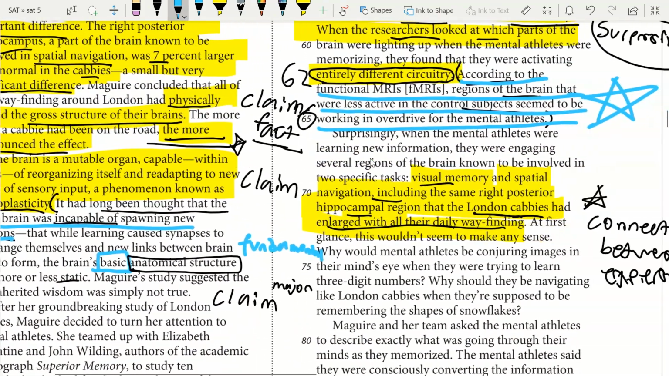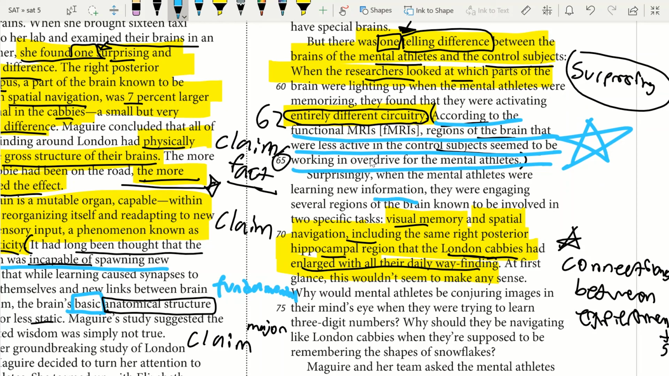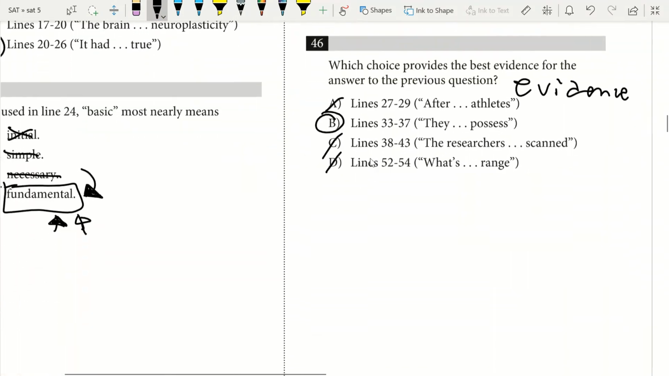If we're just talking about it right there, what I'm going to do is look right after it, because it's quite possible we just continue that discussion in our next part. So, surprisingly, when the mental athletes were learning new information, they were engaging several regions of the brain known to be involved in two specific tasks, visual memory and spatial navigation, including the same right posterior hippocampal region the London cabbies enlarged in their daily wayfinding. At first glance, this wouldn't make any sense. So that's showing that this isn't expected in other people, because it's not generally what people would expect for people to be using when they're memorizing, spatial navigation. So I'm looking from pretty much the start of this, basically 66 to 74. I'm going to see if I have something like that, or 66 to 73. Let's see if we have either of those.